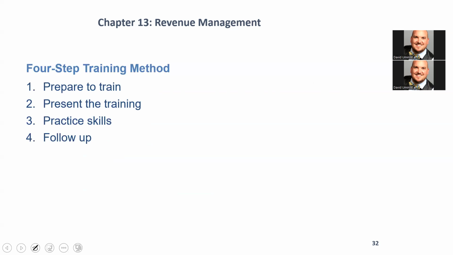And then we'll end with this, okay? This is more again on the HR side, but we want to prepare to train. We want to figure out what are the things we need to learn? What are the things we need to teach? And so to do that, we're going to work with the heads of our department. Hey, executive housekeeper, what do you need me to teach your housekeepers, your room attendants, your housemen, your laundry, your supervisors? How do I train them? Okay. And then we present the training, we practice the skills, and then we follow up.